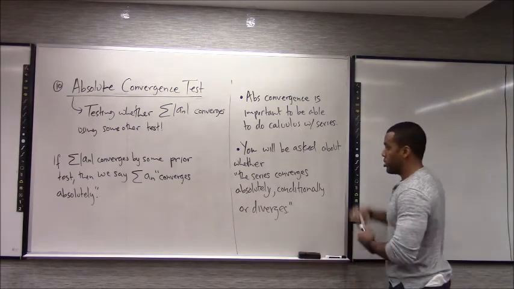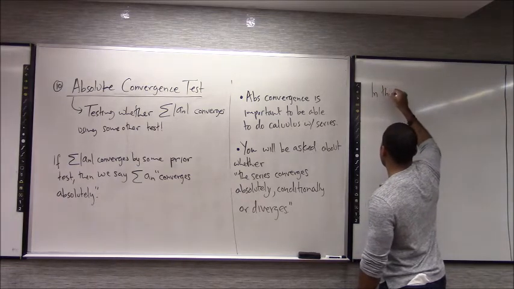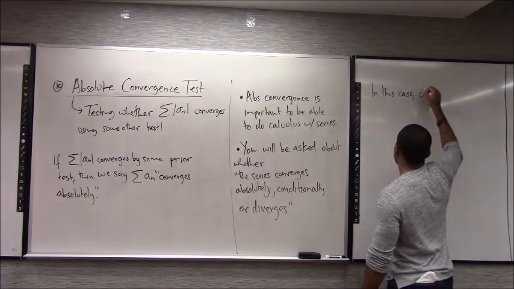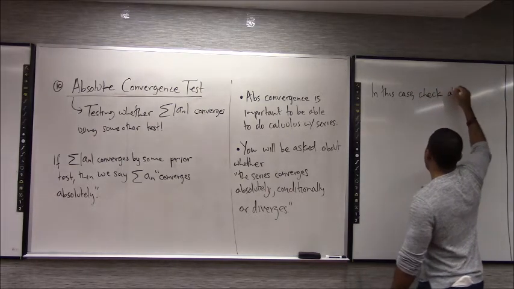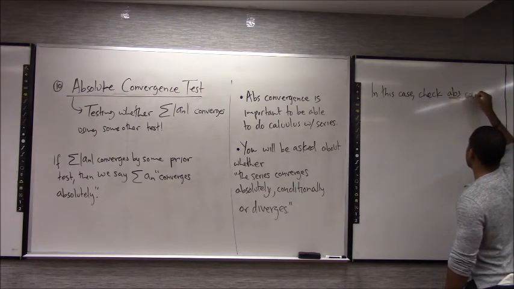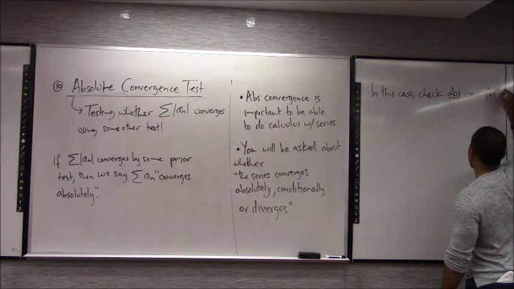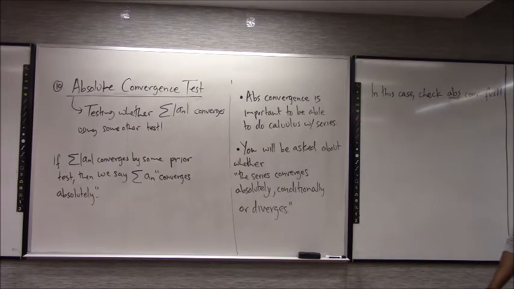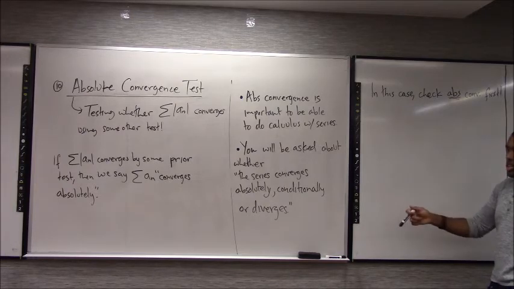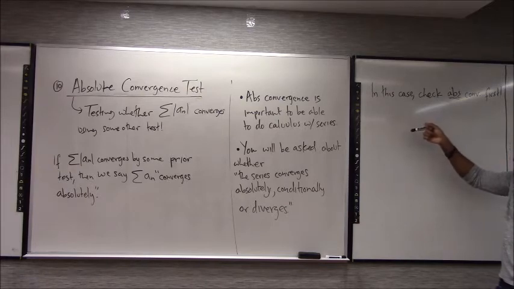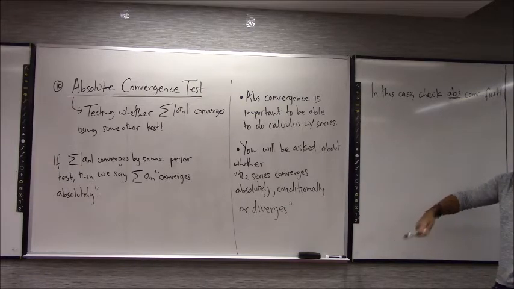Now, in that case, what you want to do is check absolute convergence first. So if you see like a -1 to the n, just ignore it. Whatever it is, just look at it as if all the terms were positive. Would it still converge? The thing is, if you check conditional convergence first and it converges, you will still have to check absolute convergence because it's possible to converge without the absolute values but not with them.